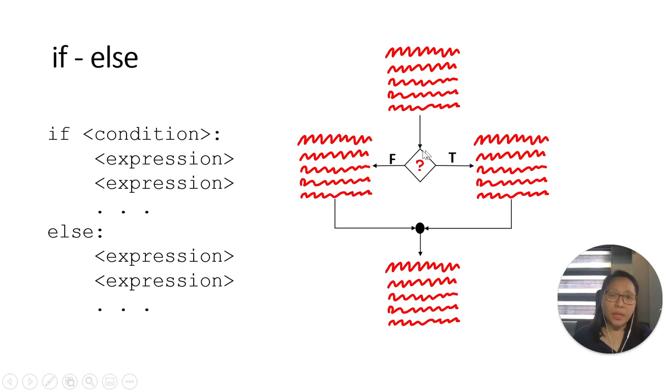If the answer to this test is true, this code block is executed. Otherwise, this code block is executed. So one of these two choices has to be executed before the program runs this next sequence of codes or next lines of codes. So here we have two branching or two choices.